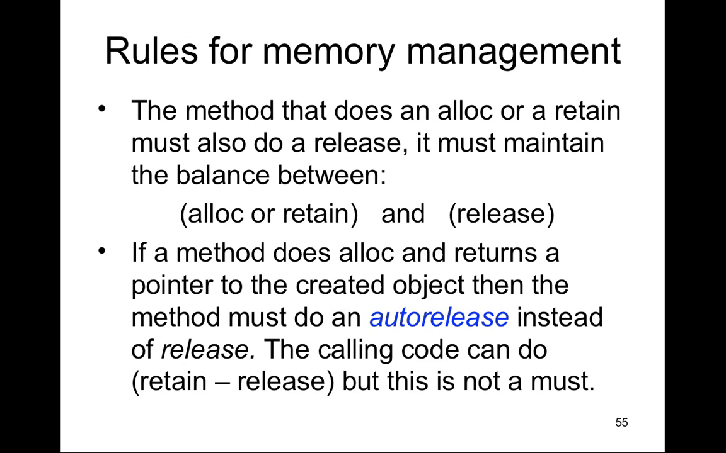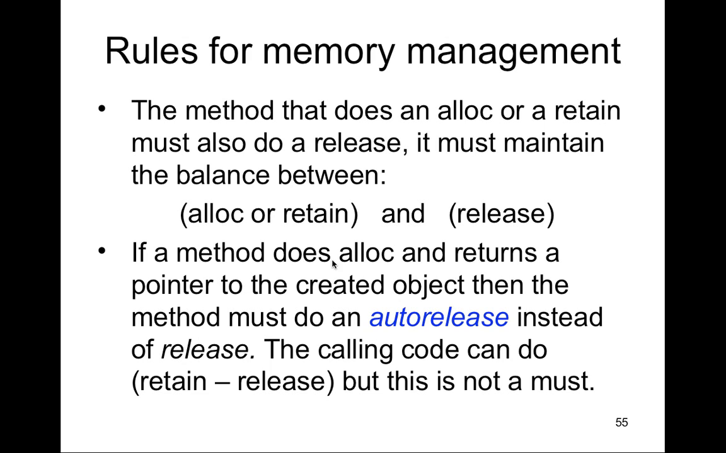So, rules for memory management. The method that does an alloc or a retain must also do a release. It usually works in pairs. So if you're going to retain it, you're going to release it. Otherwise, it's just like if you didn't keep track of the reference counting at all, because then you're still going to have the same problem. Must maintain a balance. Alloc or retain and then release. So if you're retaining, it's kind of like doing an alloc. You're retaining it. It means don't go get rid of it. I need it for something else. So you've got the memory allocated. You're just going to use a different reference to it.